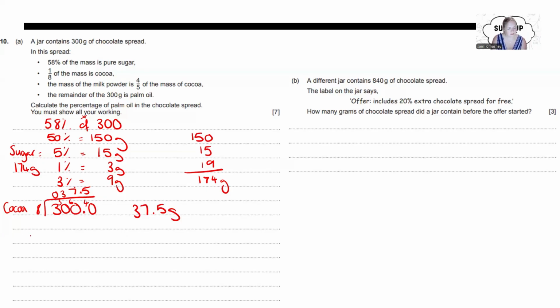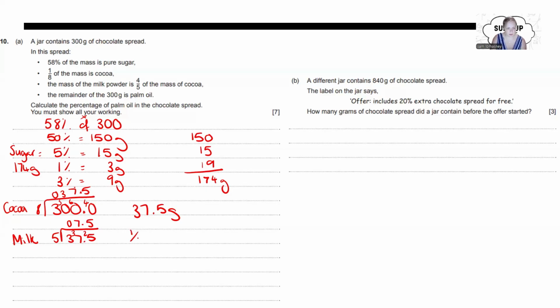Next one, milk is 4/5. So milk. Great. So because it's 4/5, the first thing we're going to do is divide our number of cocoa by 5. So using bus stop again, carrying that 3 over. 7, 2 left over, 5.